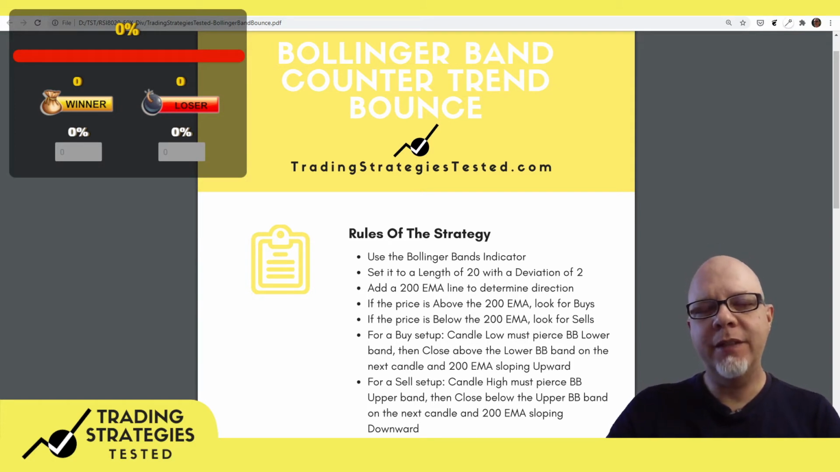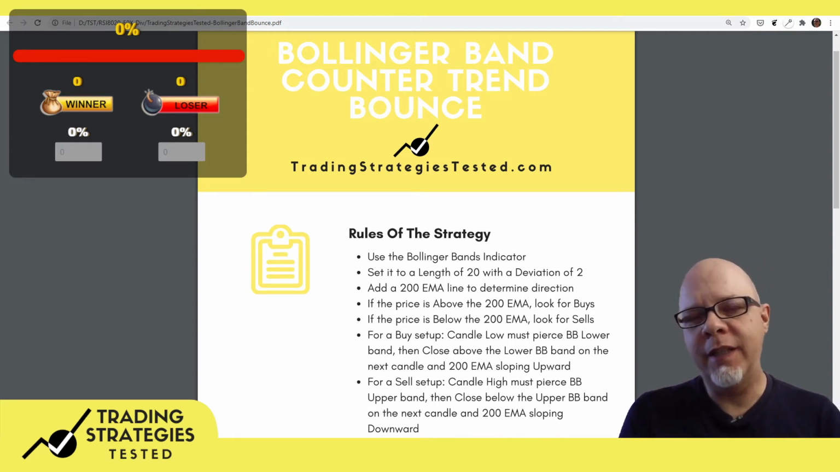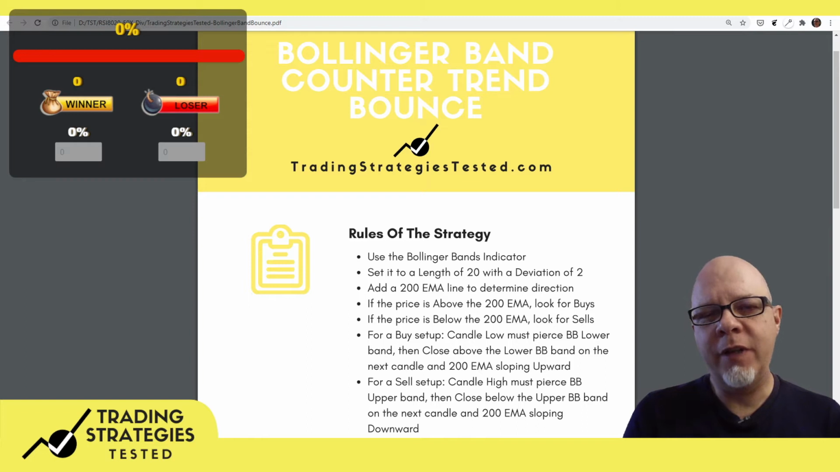This is based on the famous Bollinger Bands by John Bollinger, and the way the Bollinger Bands work is that they tell you about the price and how far it deviates from the average. So really it tells you where the market is at.